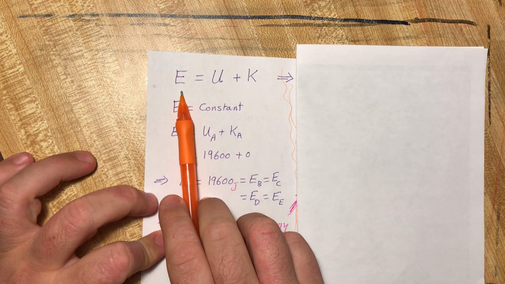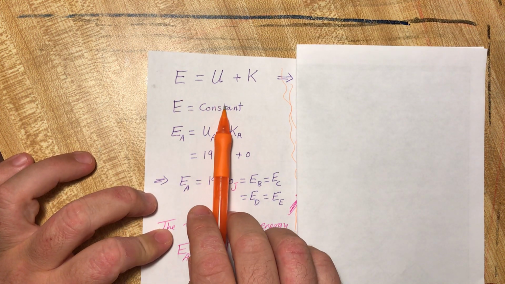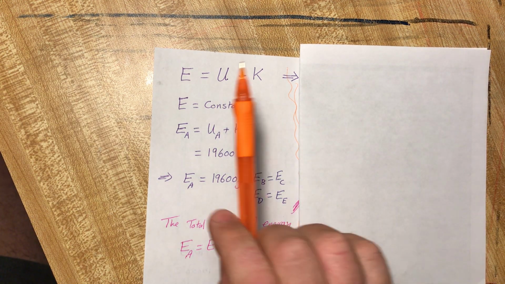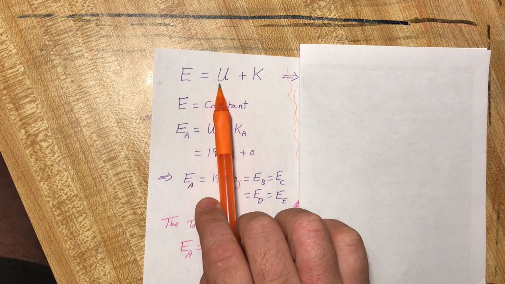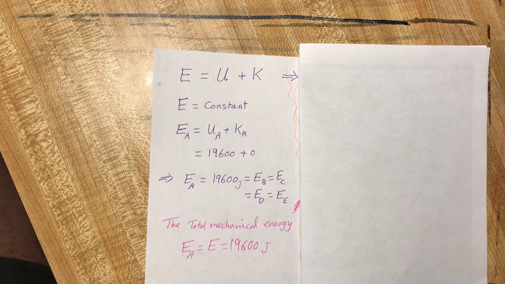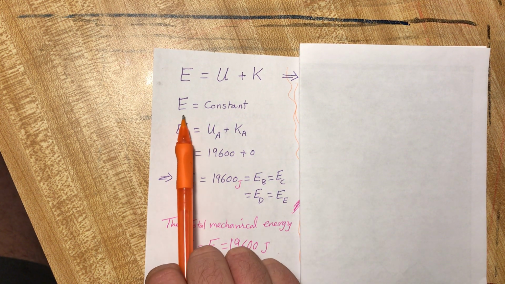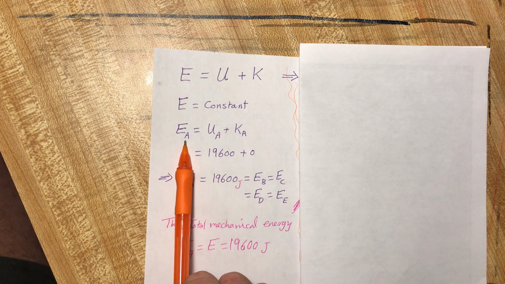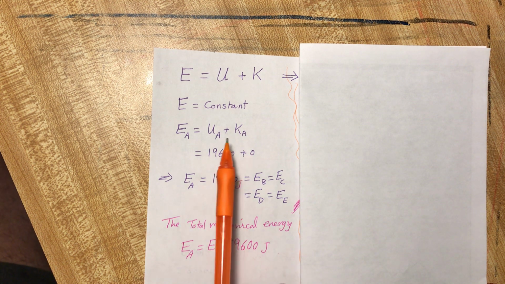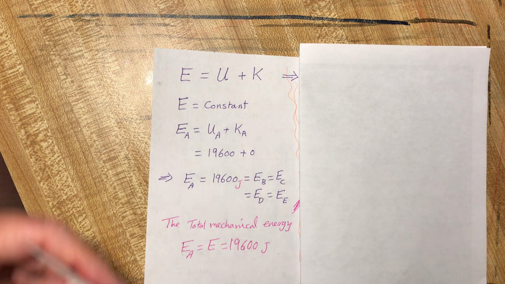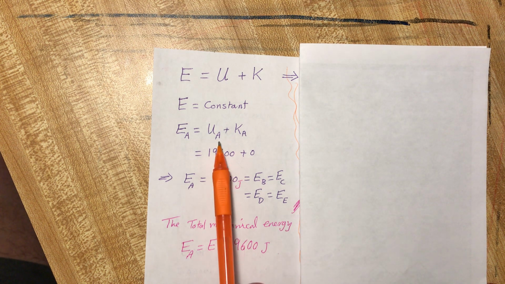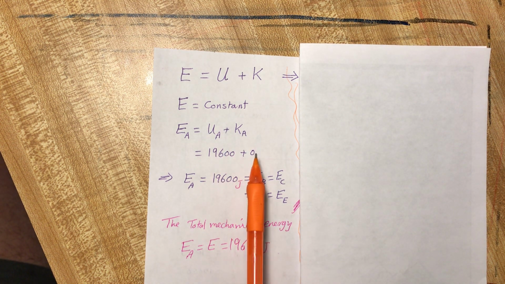The total mechanical energy for this system, which is a conserved system, where the energy is conserved for the gravitational force, is equal to the potential energy plus the kinetic energy, which is always constant for this system. So the mechanical energy at the point A is equal to the potential energy at the point A plus the kinetic energy at point A. The potential energy, we found it now, it was 19,600 joules. This is the potential energy at point A. The kinetic energy at point A is 0.